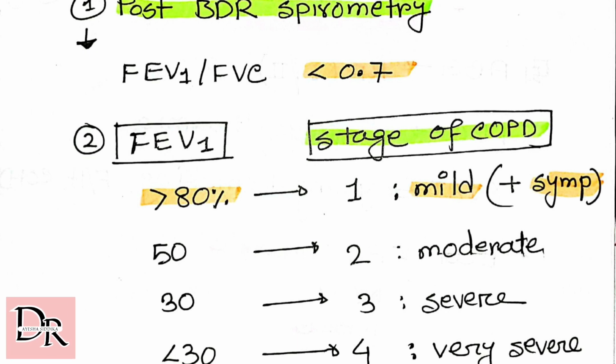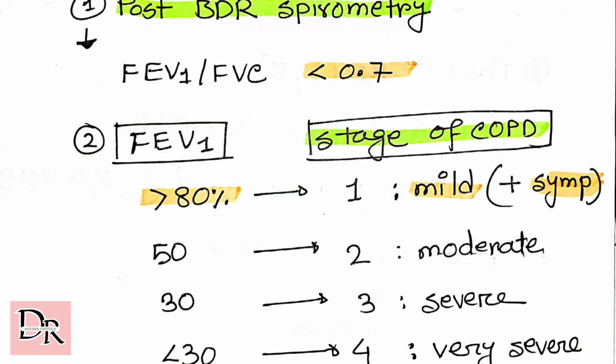And what investigations can we do? First of all, a post bronchodilator spirometry test. Here we will find FEV1/FVC ratio less than 0.7. That is the obstructive picture. Based on FEV1 percentage, we can diagnose the stage of COPD. In COPD, normally it is less than 80%, but even if it is more than 80%, if there are symptoms of COPD, we can say that it is mild COPD, stage 1. If it is 50 to 79, then stage 2, that is moderate. If it is 30 to 49, then we will say that it is stage 3, severe, and less than 30 is stage 4, very severe.